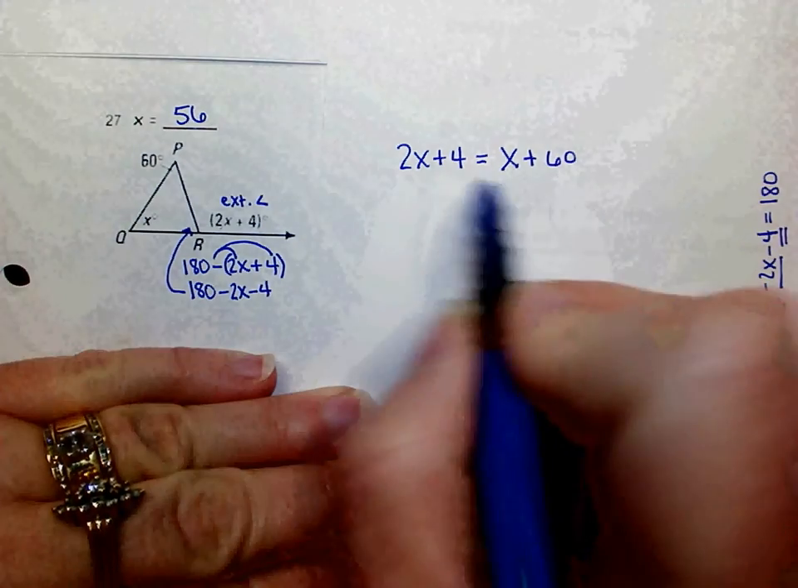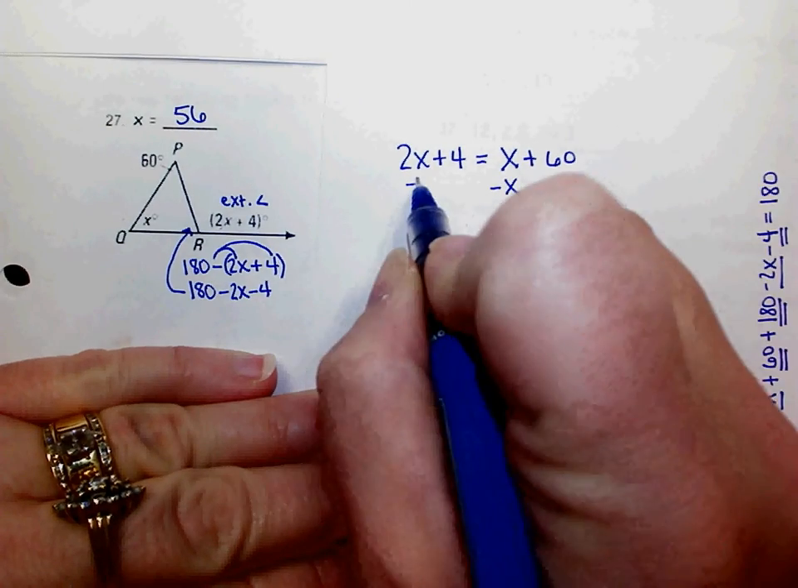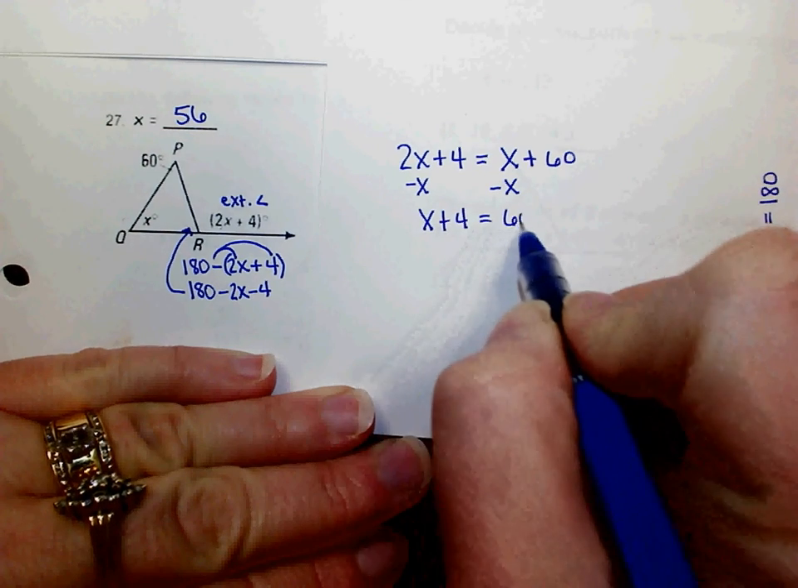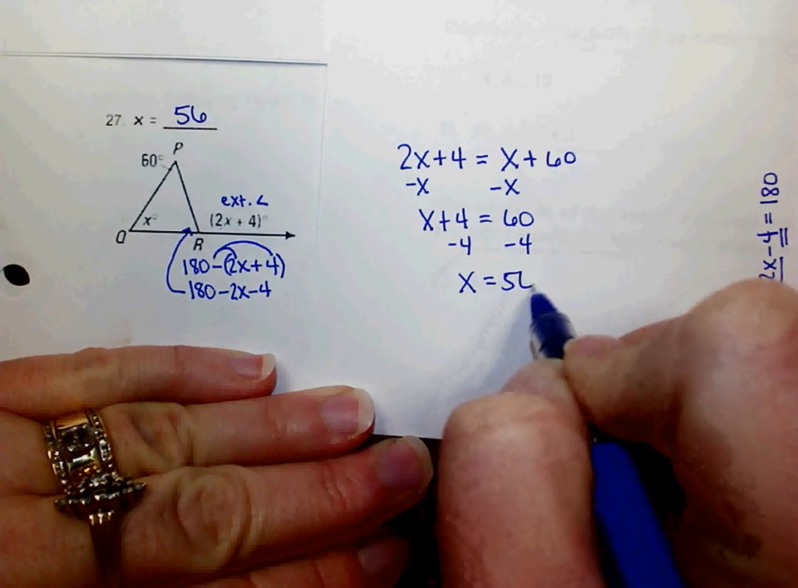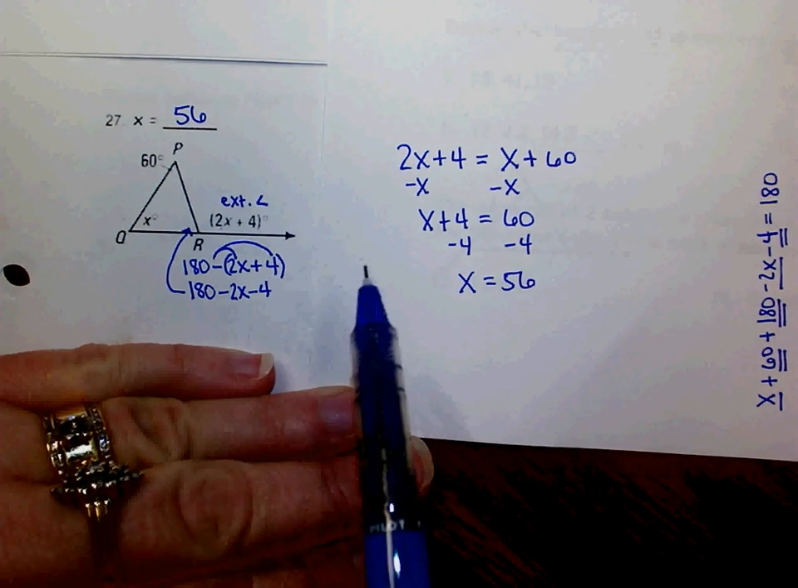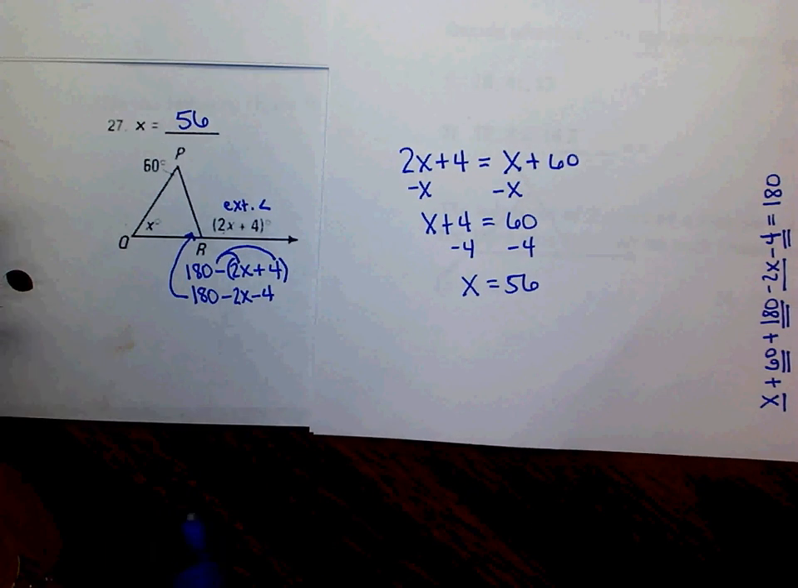So we could solve this equation, it's called variables on both sides, by subtracting x from both sides. We get x plus 4 equals 60. And then subtracting 4 from both sides gets me the same answer of x is equal to 56. So it might be a good idea to work it one way and check it the other. You get x equals 56 both ways.